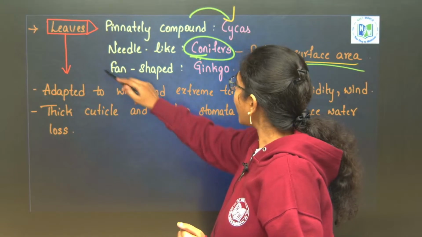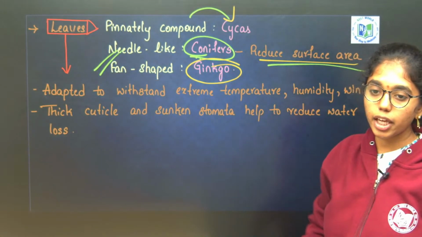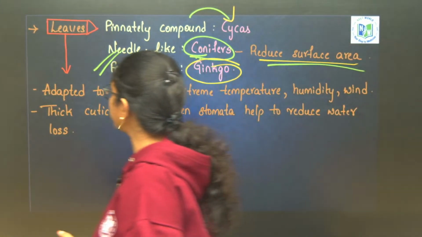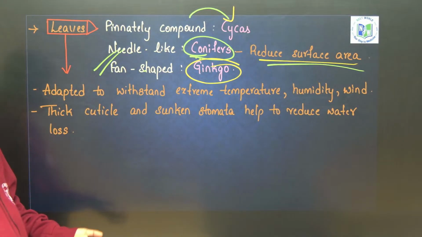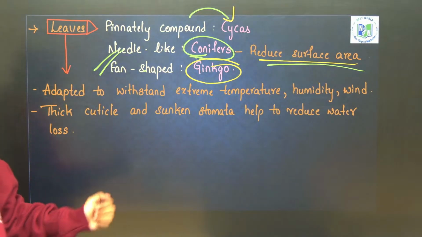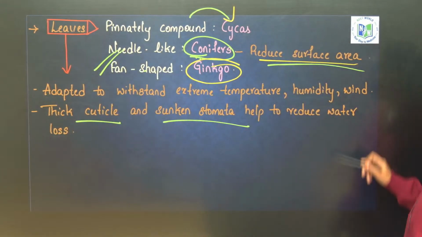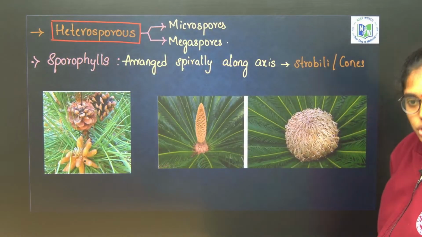And then fan shaped leaves are observed in Ginkgo, which is a living fossil of Gymnosperms. So, leaves are adapted to withstand extreme temperatures, humidity, wind: thick cuticle, sunken stomata. This will help to reduce what? Water loss. Clear with the leaf structures? This is all about the vegetative structures.